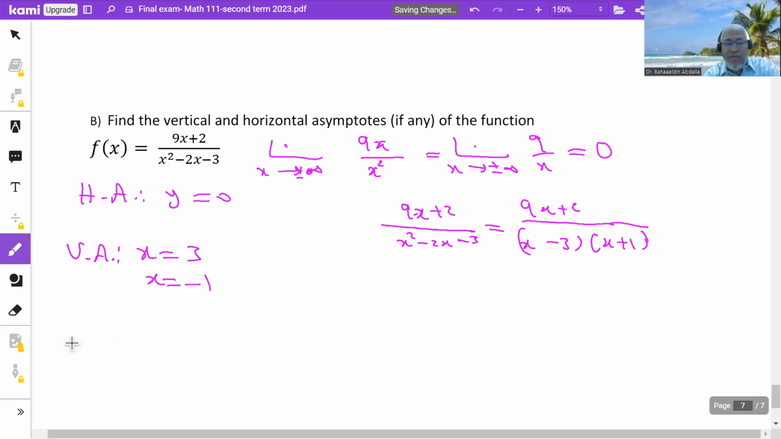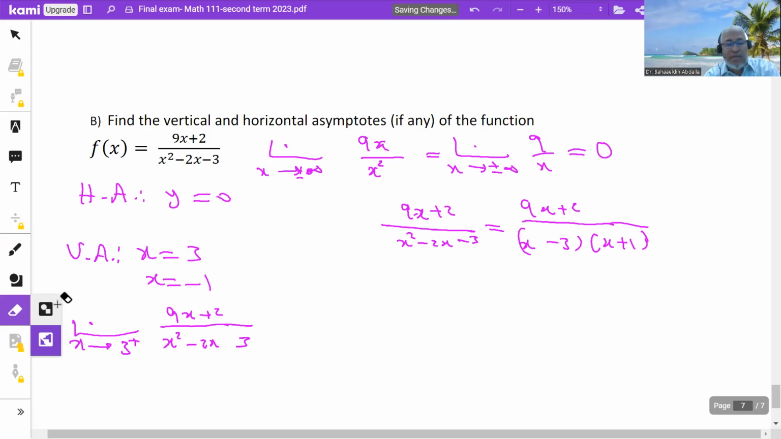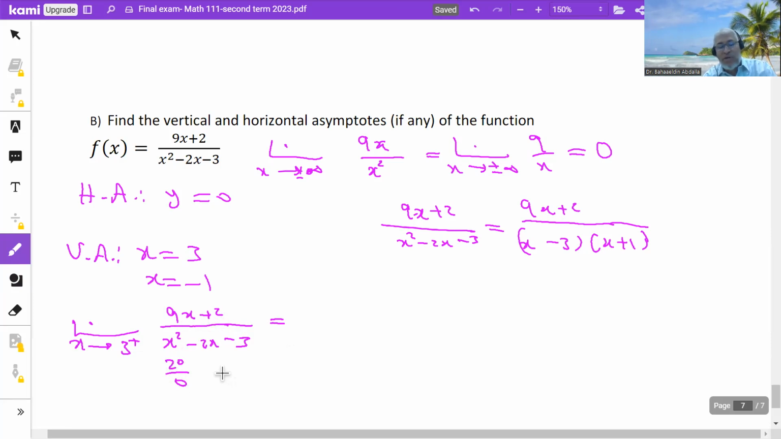If you want to make sure that we have vertical asymptotes there, find the limit when x approaches 3 from the right or from the left of this function. You should find that the limit is infinity. That's the definition of the vertical asymptote. If you replace x by 3, you will have 9 minus 6 minus 3, which is 0, so you will have something over 0. Here you will have 18 plus 2, 20 over 0. So this will give you positive or negative infinity.